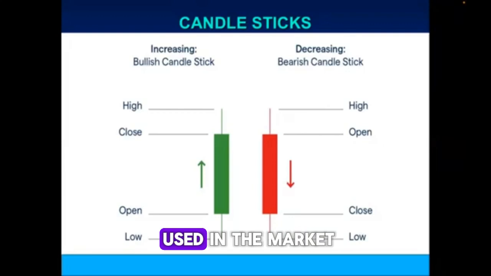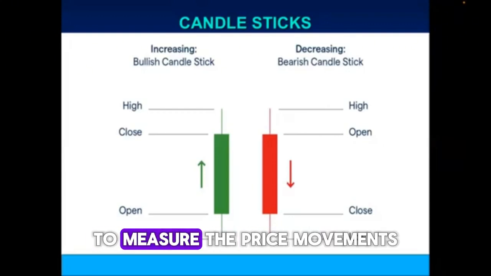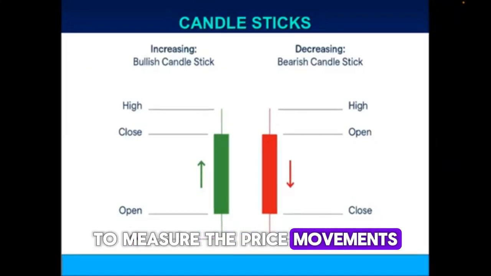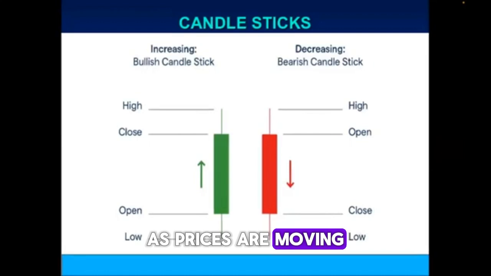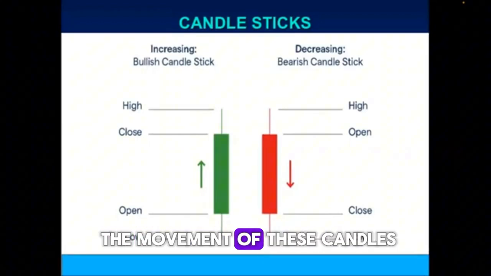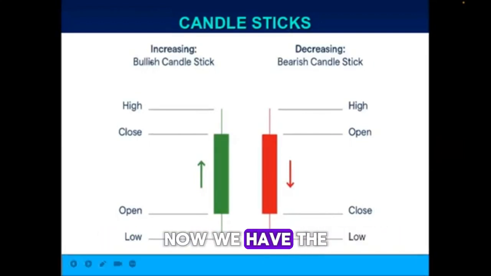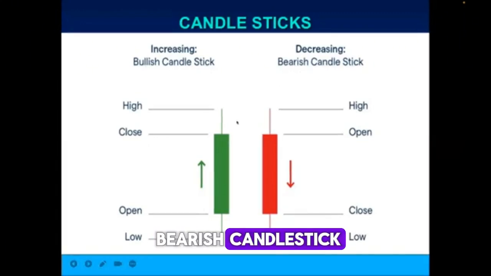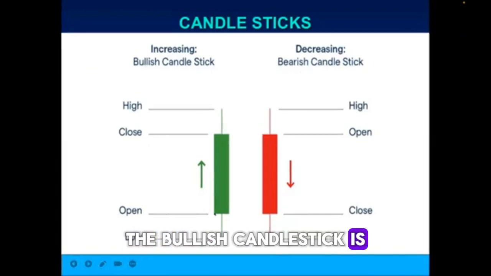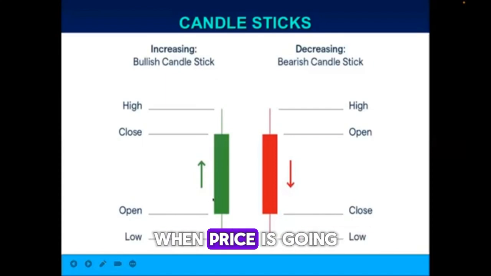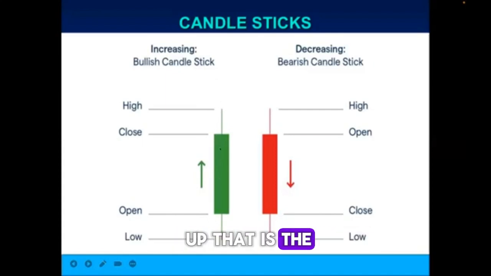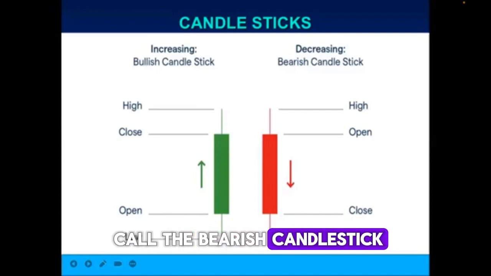This is what is used in the market to measure the price movement. As prices are moving, they are measured by the movement of these candles. Now, we have the bullish candlestick and we have the bearish candlestick. The bullish candlestick is the one that tends upward. When price is going up, that is the bullish candlestick. And when price is going downwards, this is what we call the bearish candlestick.